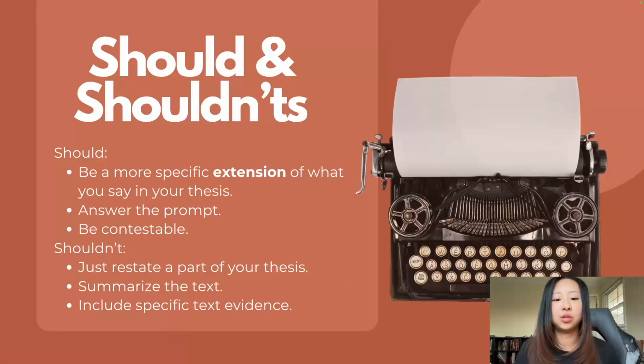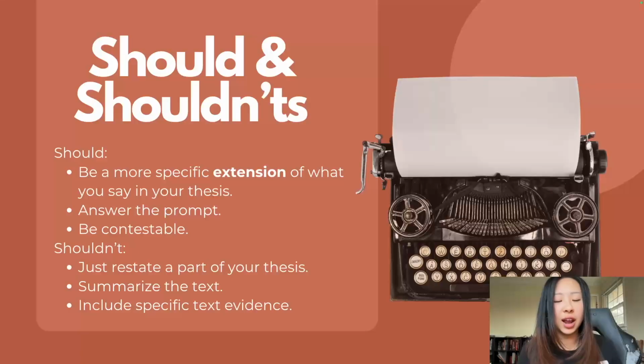So now let's get into what topic sentences should and shouldn't do. So a topic sentence should be a more specific extension of your thesis. This is kind of what we referenced just now with the strawberry example. So your thesis should give your overall argument, and your topic sentence should be able to really narrow that down to a specific claim that the paragraph will prove. So it should connect clearly back to your thesis, but add a new focused idea.